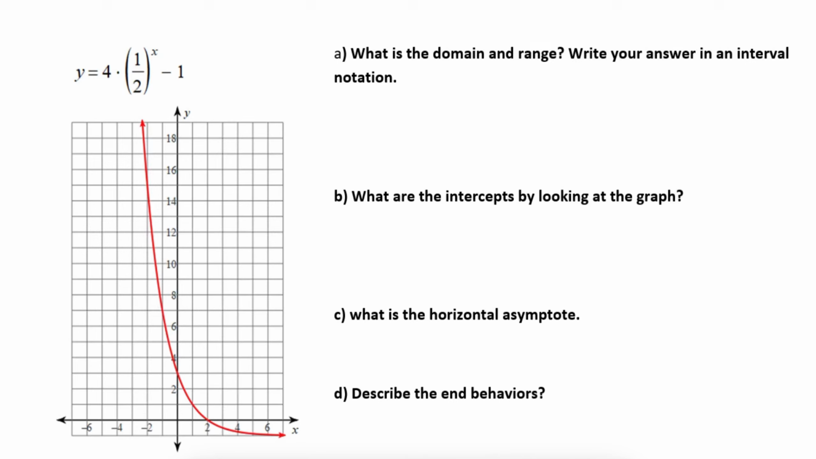All right, the first question is asking what is the domain and range. Write your answer in interval notation. So domain is asking how far does your graph go to the left and right. Range, on the other hand, is asking how far does your graph go down, how far does it go up. Domain is kind of like a moving walkway, and then the range is kind of like an elevator.